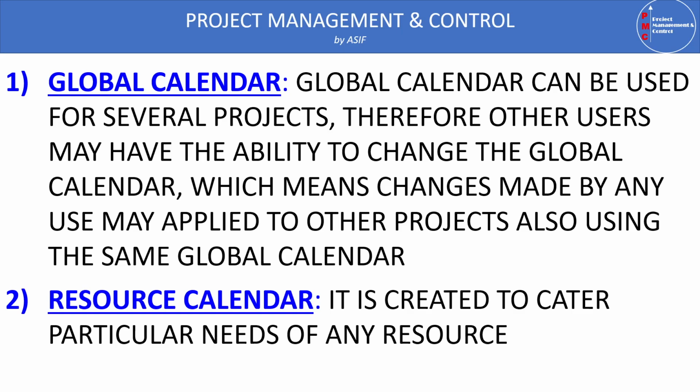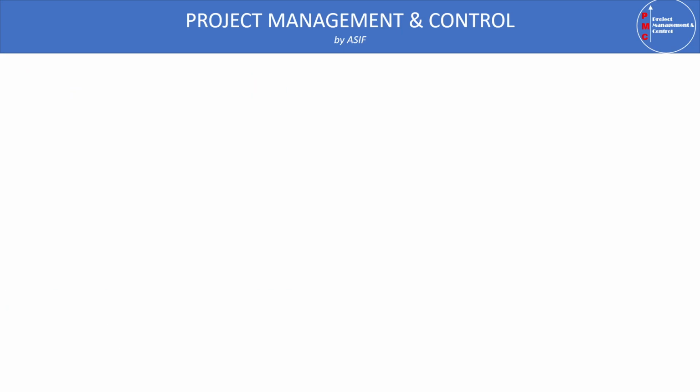The second type of calendar is the resource calendar. The resource calendar is used when some resources are crucial for the project and their availability is very necessary for the execution of certain activities. In this case, we create the resource calendar to know the availability of the resource so it can be used efficiently in our project.